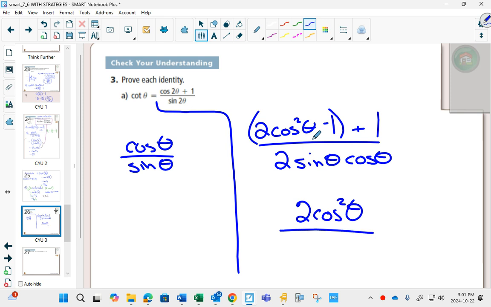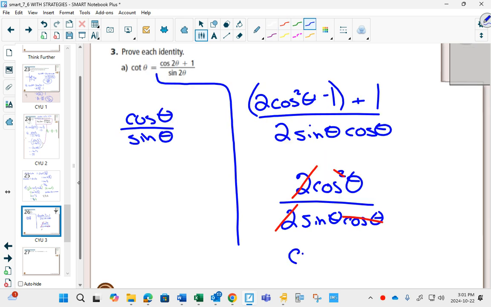Same thing here with the 1s cancel out. And can you see your 2's nice and simplified? And one of these coses will cancel with this cos on the bottom, leaving us with cos theta over sine theta.